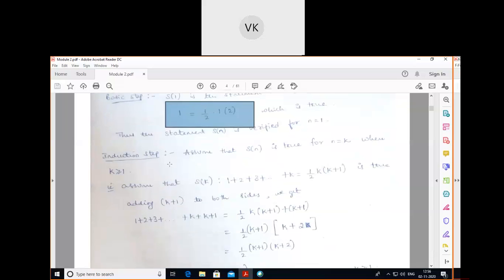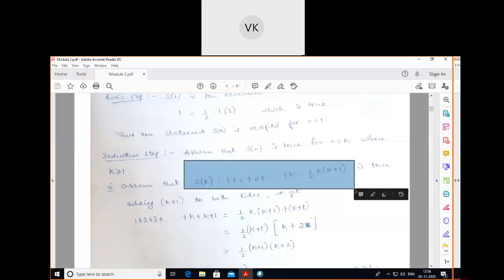Second step is the induction step. In that we are going to replace n by k here. After we replace n by k we have S of k is equal to 1 plus 2 plus 3 plus so on k is equal to 1 by 2 into k into k plus 1, which is true. After this we are going to add k plus 1 to the LHS, and what we have added at the LHS, the same we are going to add at the RHS here.